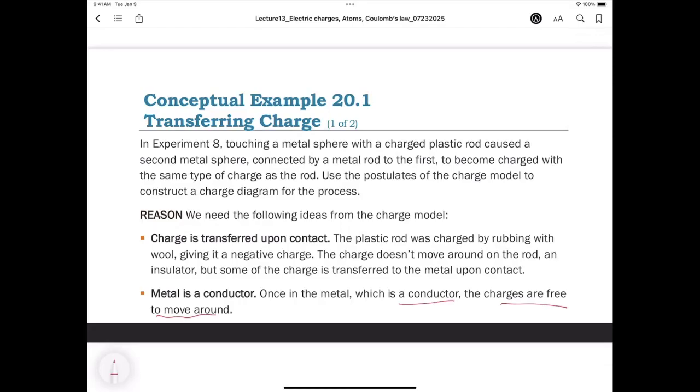For the plastic rod, you cannot charge it just by touching. But you can rub the plastic rod, which transfers friction force into electric force, and then the plastic rod is charged. It will have a negative charge. The charge does not move around the rod. This rod only touches the metal sphere and then transfers the charge to the metal sphere.